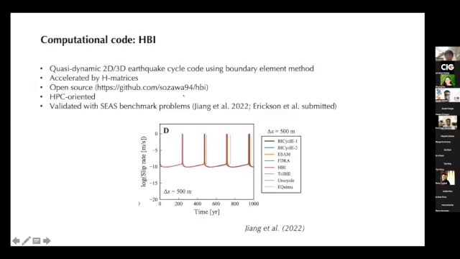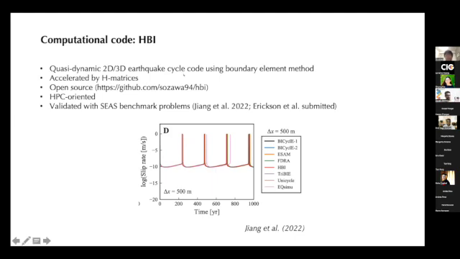And a little bit about my computational code, which is HBI. I have been developing this code for over 5 years. This is a quasi-dynamic 2D and 3D earthquake cycle simulation code using the boundary element method, and it is applicable to general fault geometry, like nonplanar faults or many fault networks, so it is suited to this work.